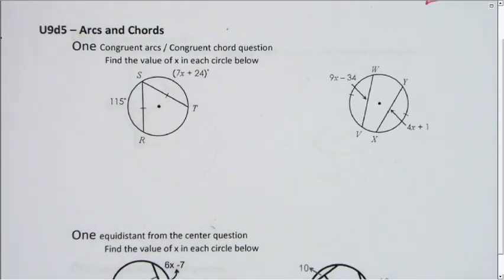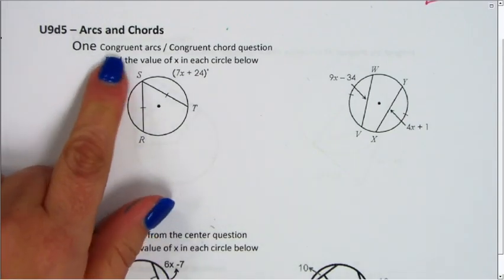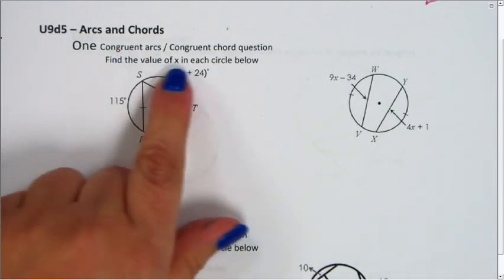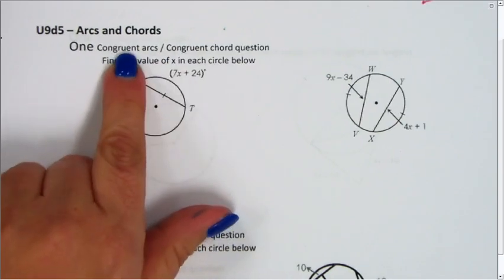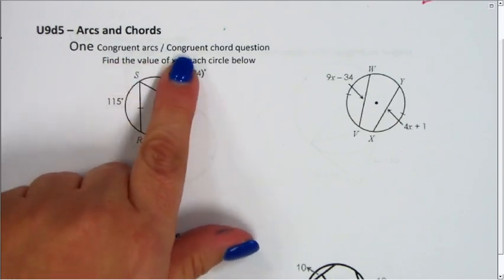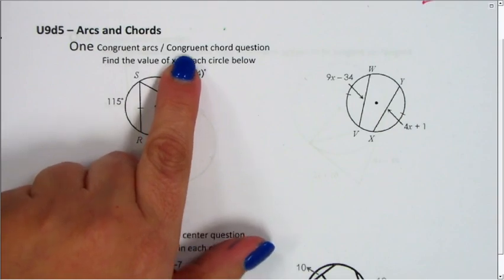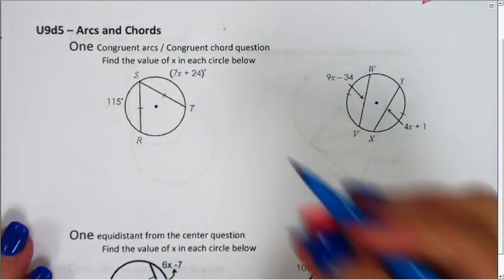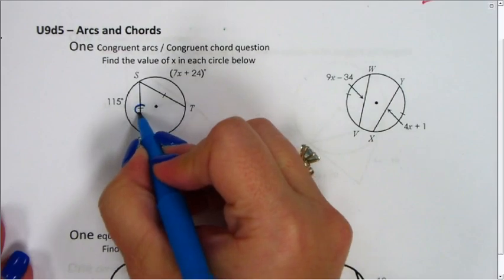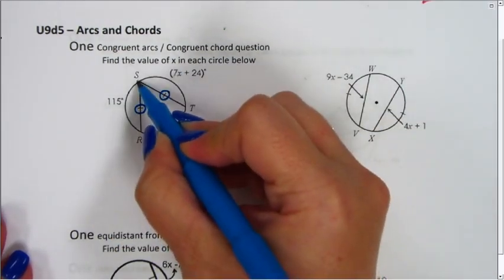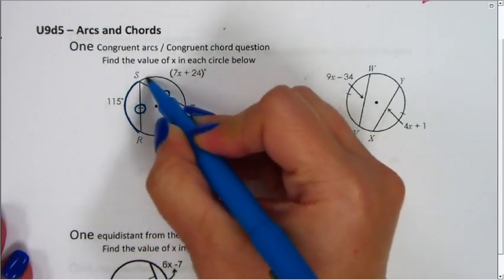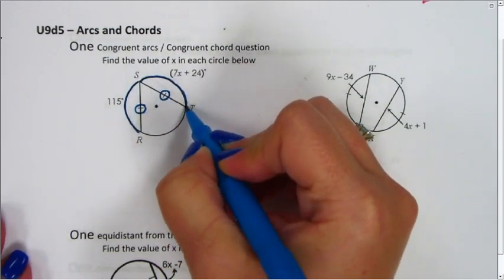Unit 9, Day 5, Arcs and Chords. You're going to have one question about congruent arcs and congruent chords. Remember, if two arcs are congruent, then the corresponding chords are also congruent. So in this figure, I can see I have a chord that is congruent to another chord. That means the arcs will also be congruent.